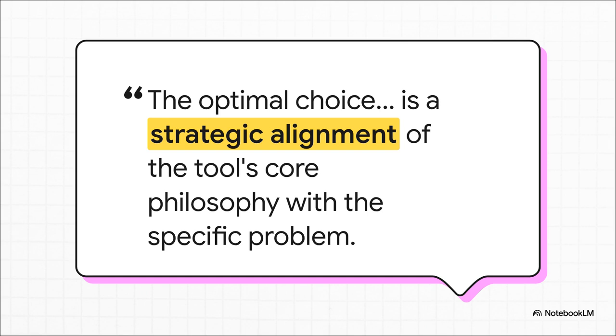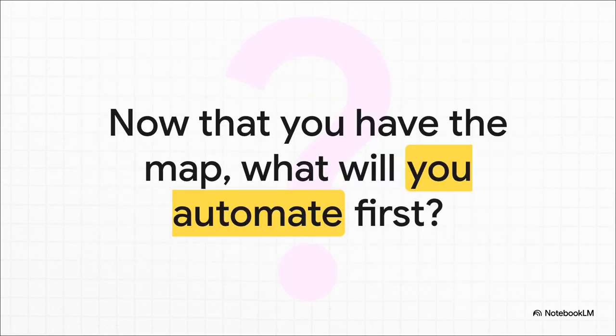It's not about finding the single best tool. It's about a strategic alignment of the tool's core philosophy. Is it a hierarchical manager, a debate club, a simple connector? With the specific problem you're trying to solve. Match the tool to the problem. So there you have it, the two great tribes of AI automation. The thinkers who build the brain and the doers who connect it to the world. It's a simple map for a complex jungle. The only question left is, now that you have the map, which part of your world are you going to automate first?